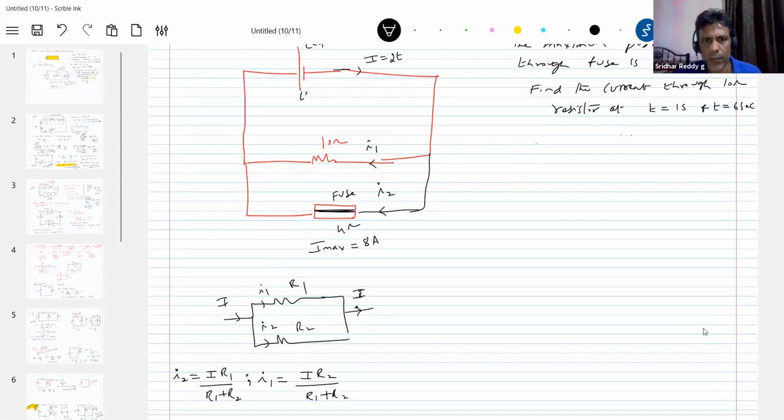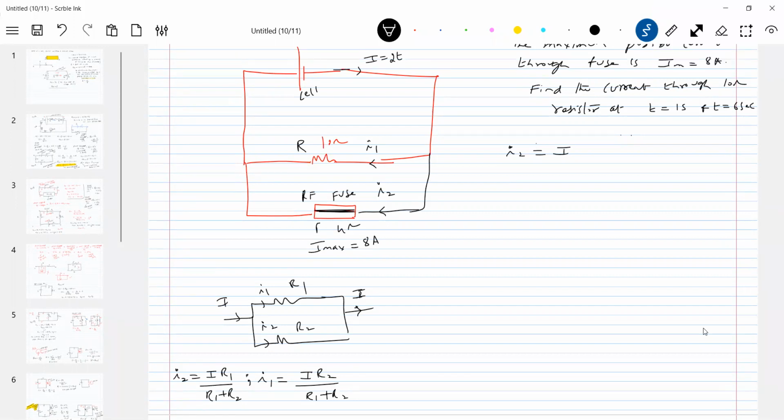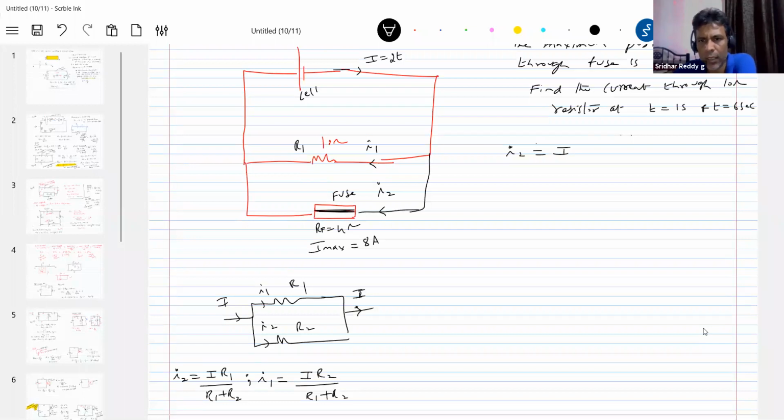Okay, this is a cell. At what time will the fuse burn out? Shall we work it out here? So I2 is equal to, I'll write down the formula, I into, call the resistance of the fuse RF. This is 4 ohm. Some R1 you write, and RF. So what is I2? I2 you can write as I into R1 by R1 plus RF.